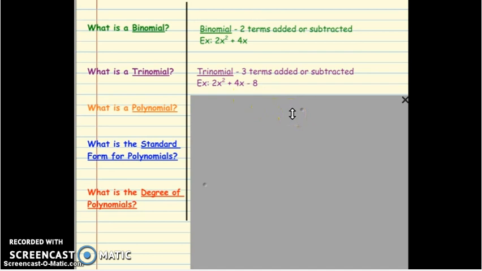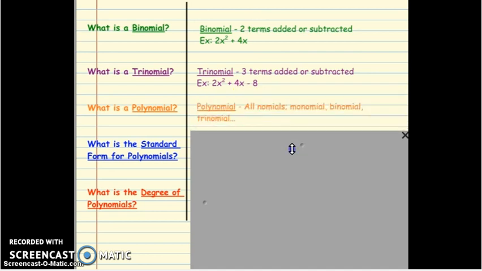And then a polynomial. Well, poly means many, so polynomials are all the nomials. A monomial, a binomial, a trinomial, a quadnomial, and it just keeps going on and on.